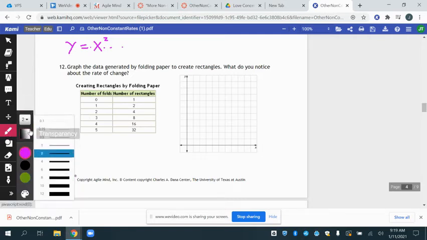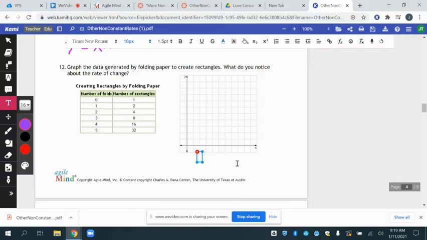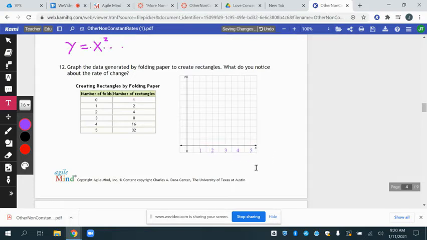Instead of 2, let's change it back to 4. We got to label this thing. All right. Okay, so we've got 1, 2, 3, 4, 5. That's easy. So I'll put that back up here so you can see it better. The 2's a little bit too early. 3, 4, and 5 are great. Okay, there we are. We got 1, 2, 3, 4, 5 for our number of folds.